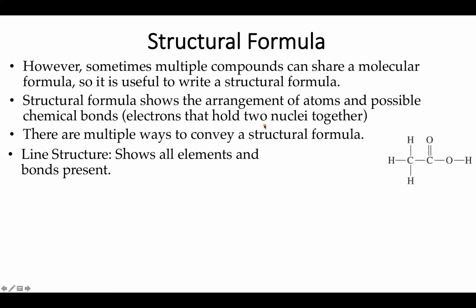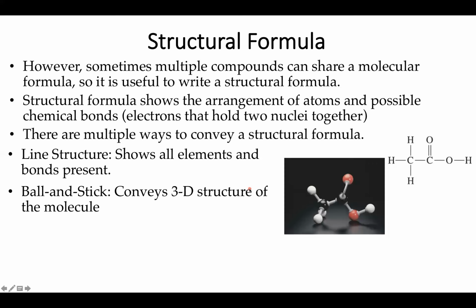The simplest, the one that I'm going to tend to use a lot, and we'll show you how to draw them much later, is a line structure. So it shows all of the elements present, and if they're held together by electrons, we denote a bond. If I've got 2 lines, this means I've got a double bond, and I have twice as many electrons holding these 2 atoms together, making it a tighter structure. And so line structure is a fairly easy way to convey the form of a species. So we're going to tend to use a lot of line structure.